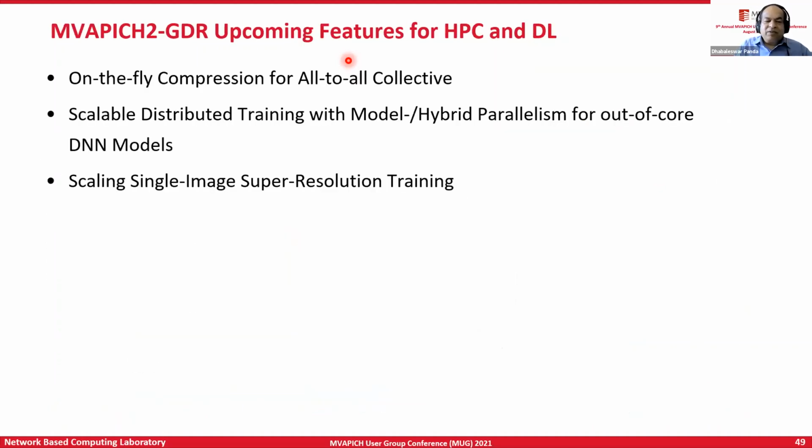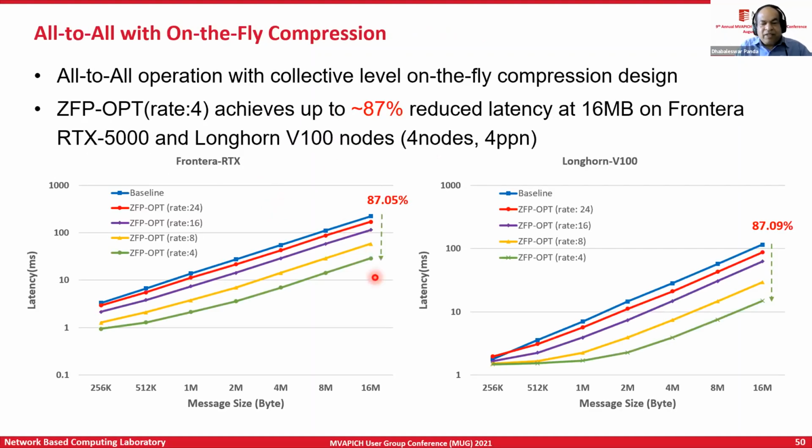Moving forward, these are some of the features coming. I indicated earlier on-the-fly compression for point-to-point communication. Of course, collectives can take advantage of it, but you can rethink and redesign very dense collectives like all-to-all using on-the-fly compression. I'll show you some initial results. Especially as model sizes are increasing, we have been exploring a lot of hybrid parallelism to take care of out-of-core DNN models. Also, the DL community is focusing a lot on single image super resolution training. These are some of our things which are being worked out. Here, these are some intermediate numbers. We are working on it. It is not yet released.